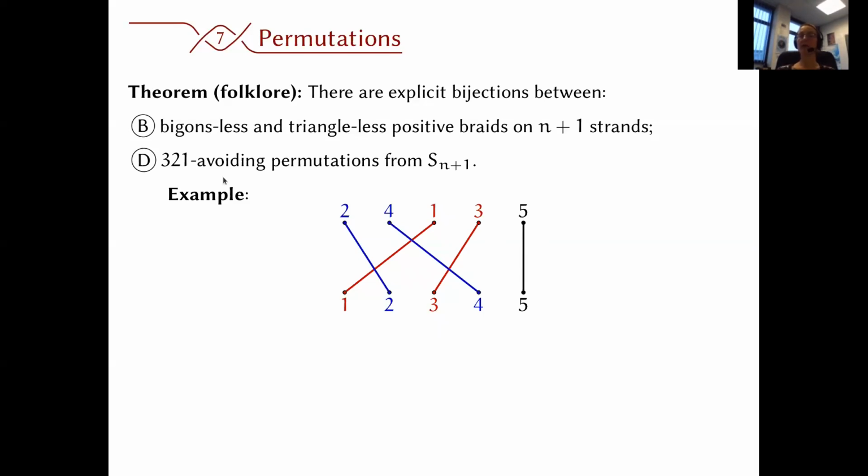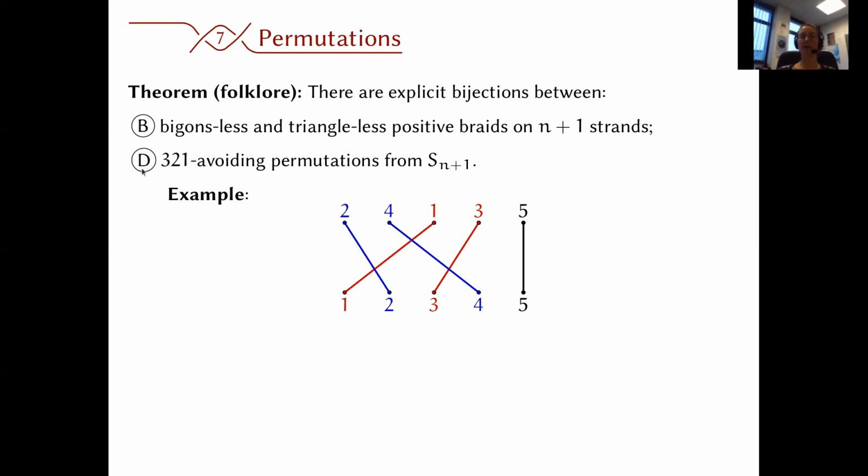3-2-1 avoiding means that you cannot have three increasing elements downstairs which upstairs become decreasing. So you cannot have such a pattern in your permutation. You cannot choose three numbers which will make a decreasing sequence. Pattern avoiding permutations are looked at a lot by people from computer science, so it's a very wide and active area.